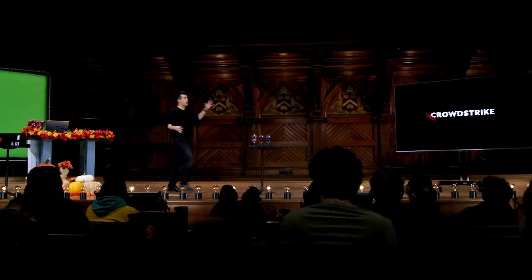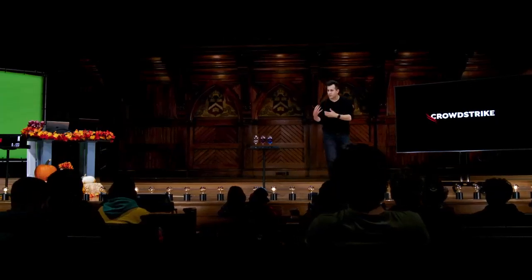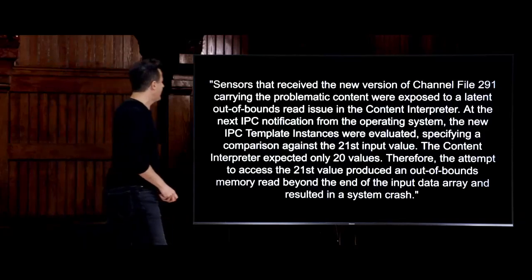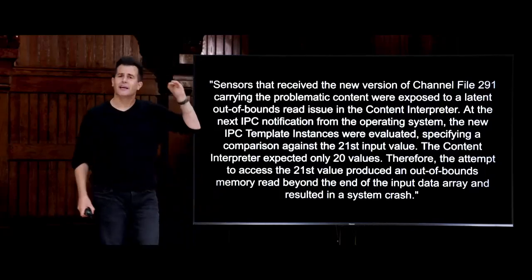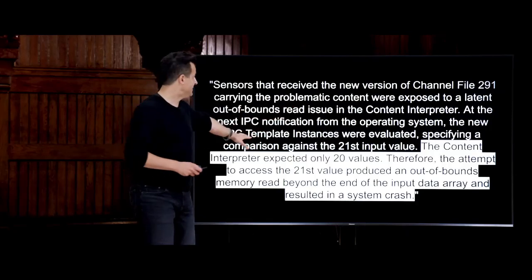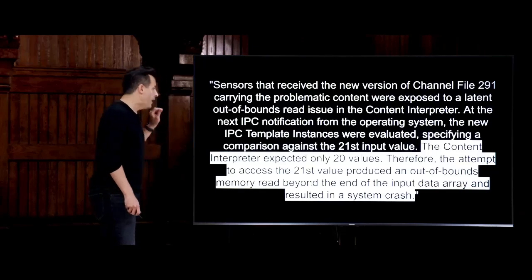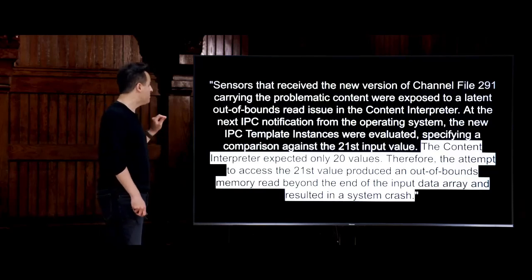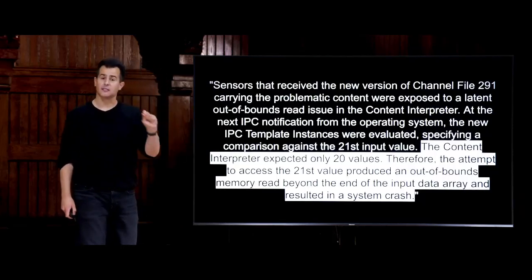If you read through their very long PDF, their postmortem that describes what exactly went wrong, which took a few weeks, I believe, to come out, there was this paragraph here, which actually sounds like a lot of big words. "Sensors that received the new version of channel file 291 carrying the problematic content were exposed to a latent out-of-bounds read issue in the content interpreter." Like, the real interesting part is the last sentence. "The content interpreter expected only 20 values. Therefore, the attempt to access the 21st value produced an out-of-bounds memory read beyond the end of the input data array and resulted in a system crash."